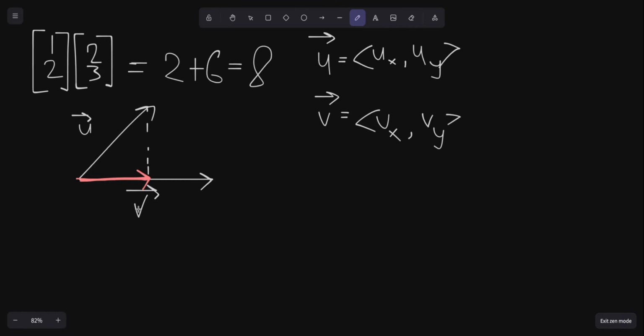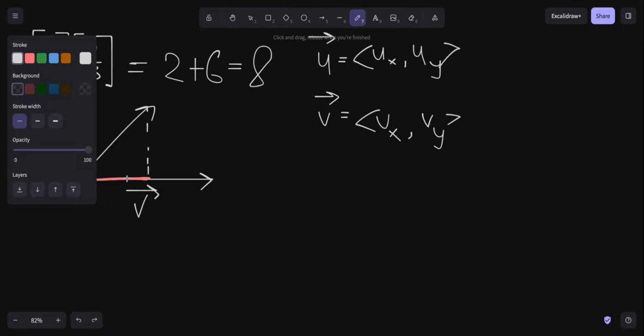All right, so the difference between a component and a projection is that the component of u onto v just gives you the actual scalar value, but the projection of u onto v gives you the actual vector itself. So the formulas are pretty similar, but they are slightly different.